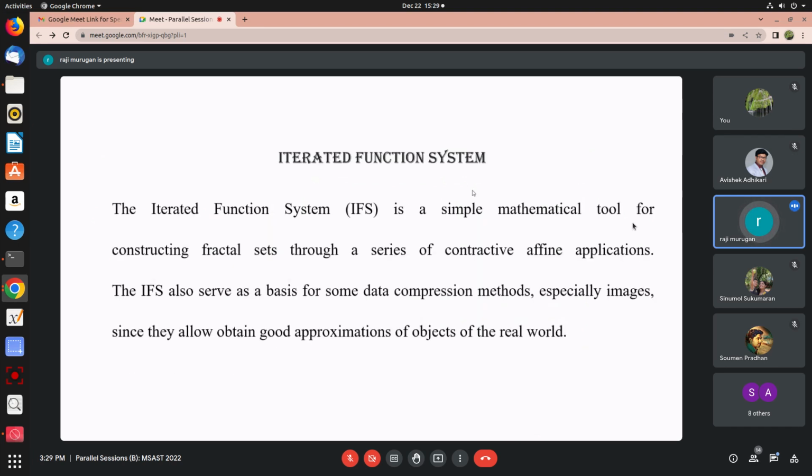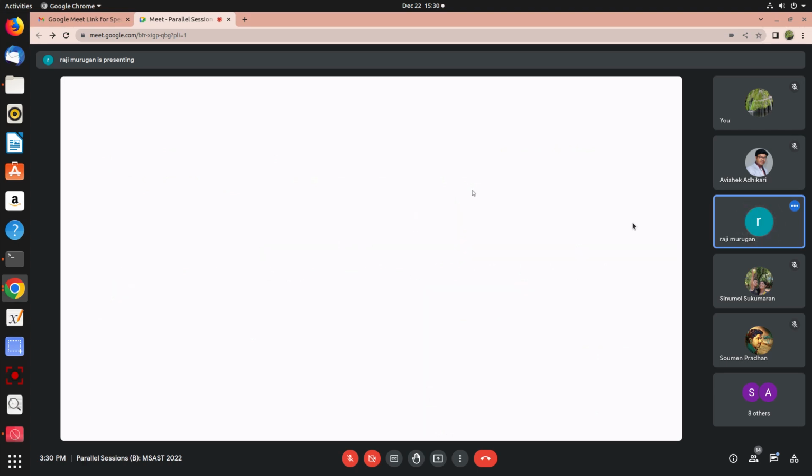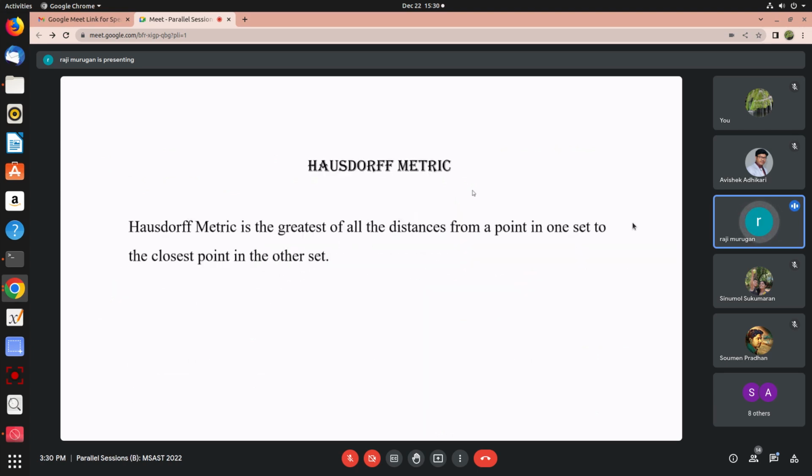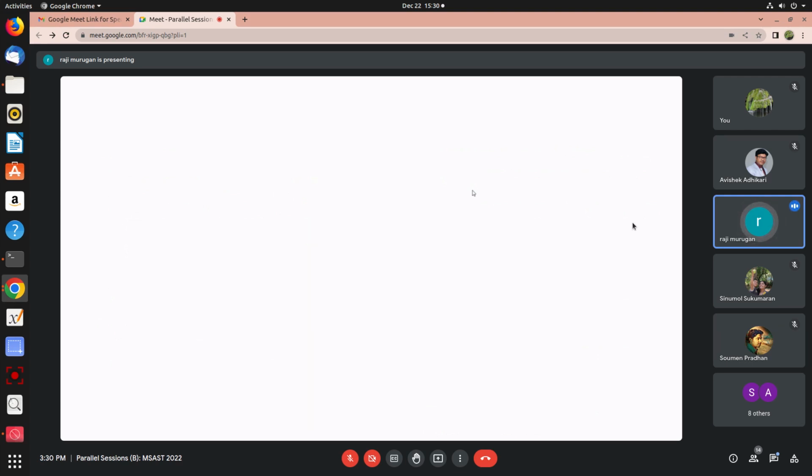An iterated function system is a simple mathematical tool for constructing fractal sets through a series of contractive affine applications. The iterated function system also serves as a basis for some data compression methods, especially for images, since they allow obtaining a good approximation of objects of the real world. The Hausdorff metric is the greatest of all the distances from a point in one set to the closest point in the other set.